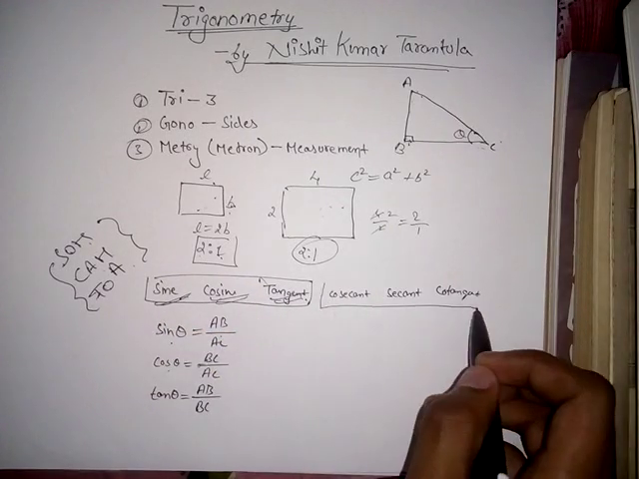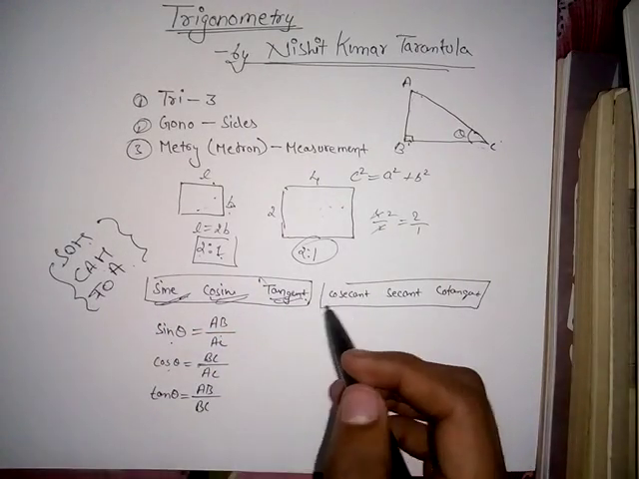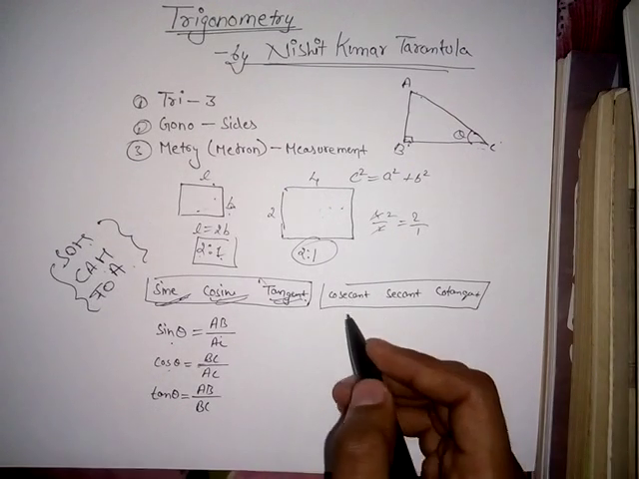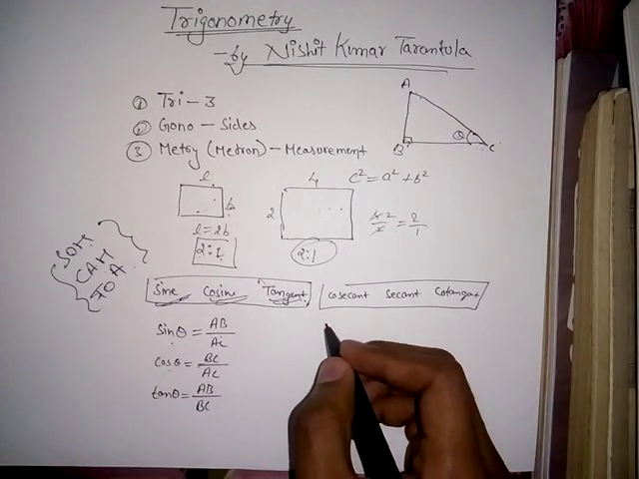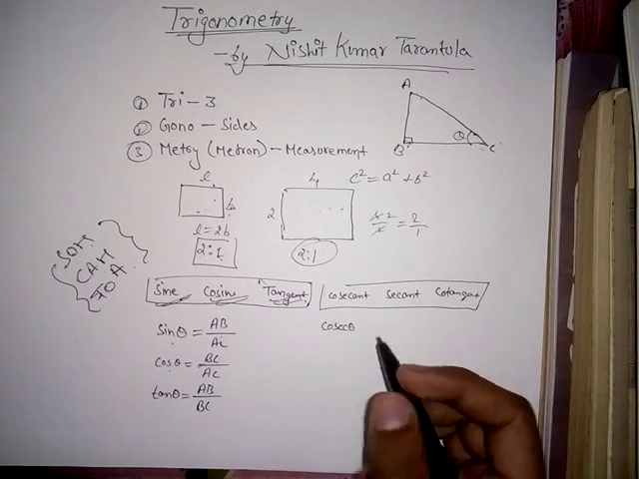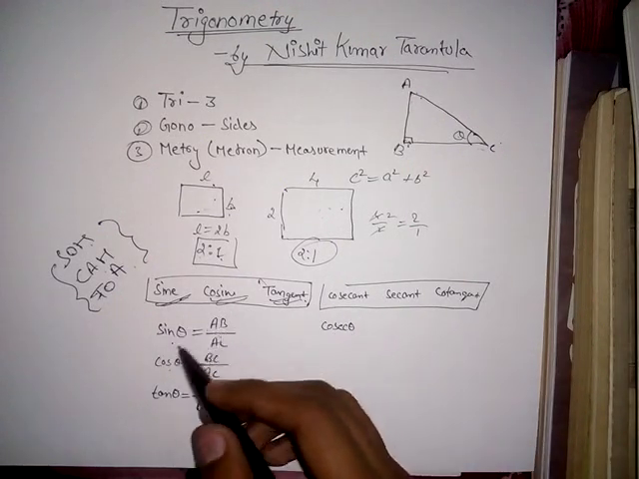What about these three trigonometric ratios? It's so easy. Cosecant, which is written as cosec theta, is nothing but the reciprocal of sine theta.